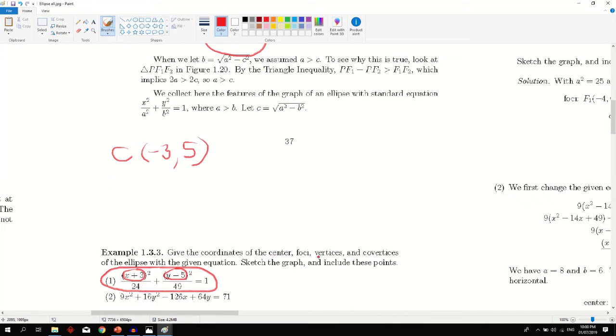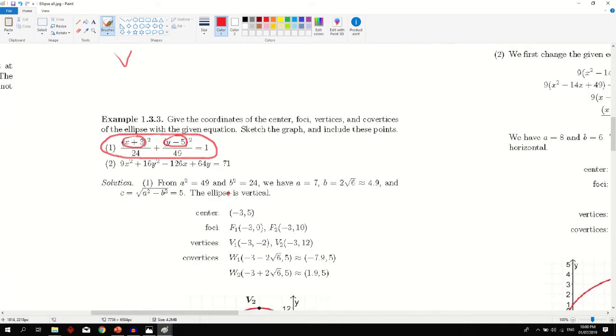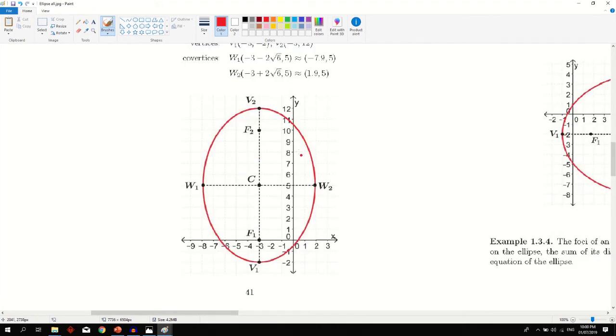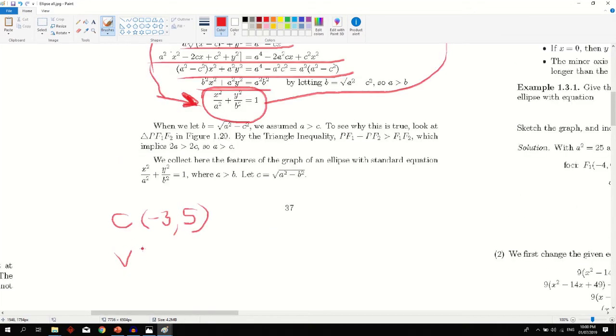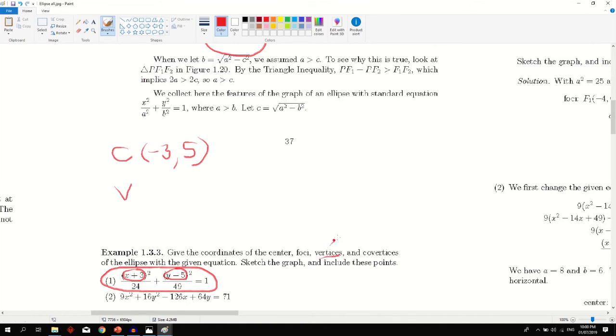Then next will be the vertices. As you can see here, these are the vertices. The vertices are the major axis coordinates.